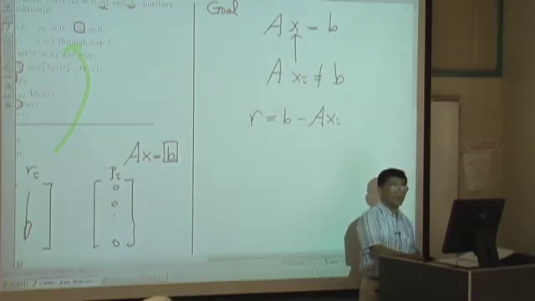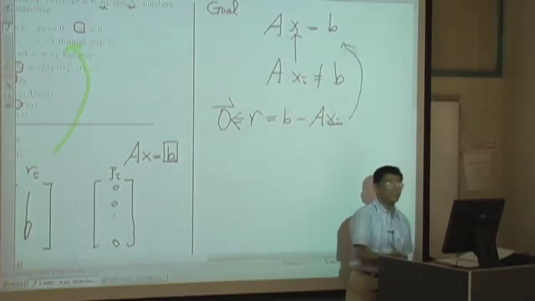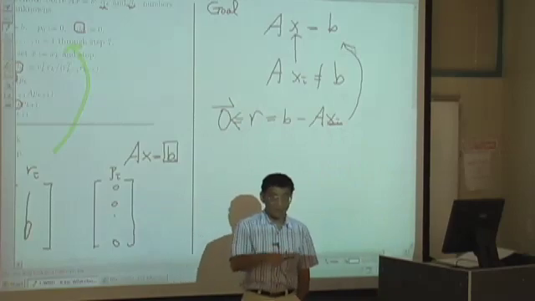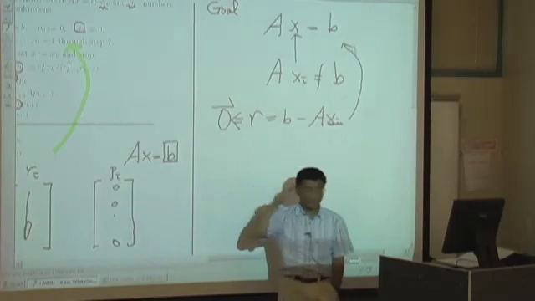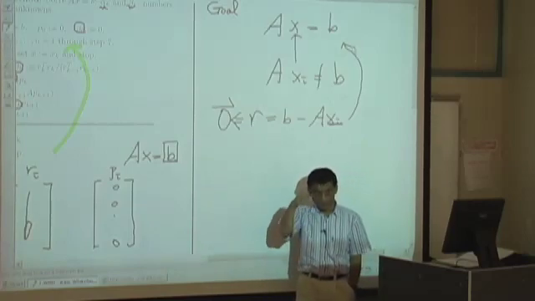So assume that this happened to be 0. Then what does this mean? This x_i is the solution to the problem, right? So when do we stop? When r vector is a 0 vector, we stop. So we know when to stop, right?